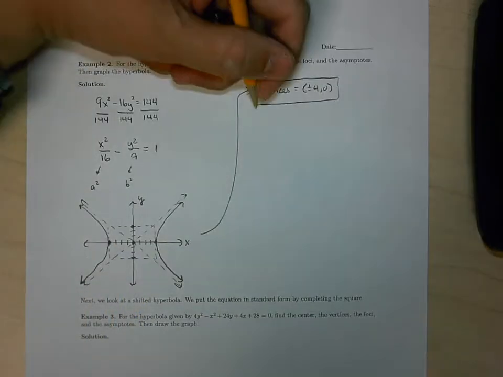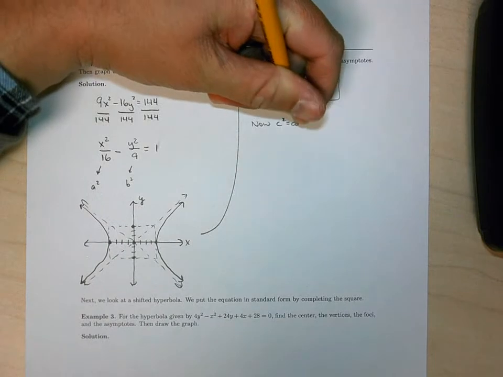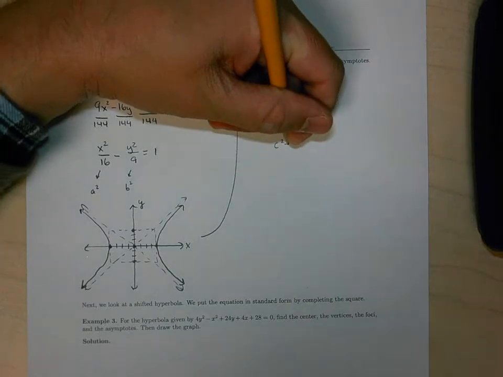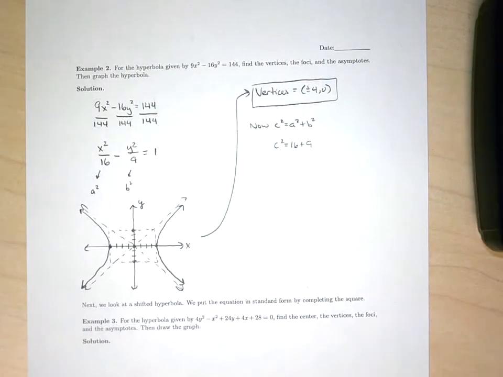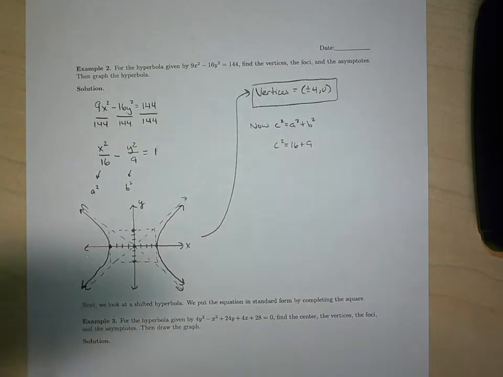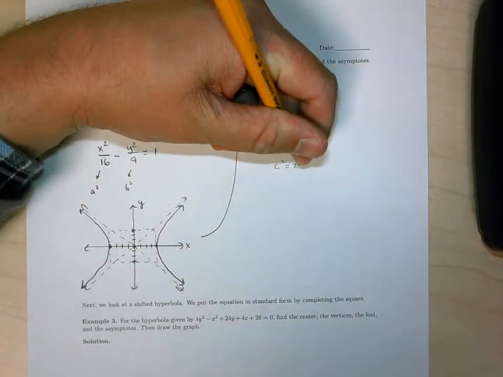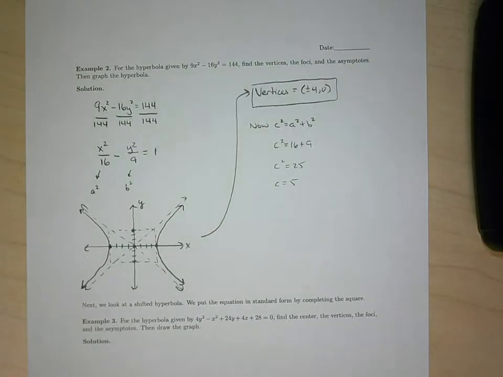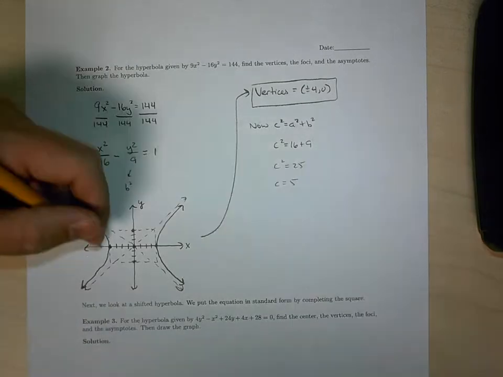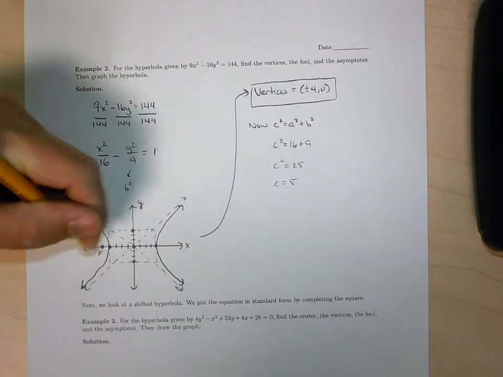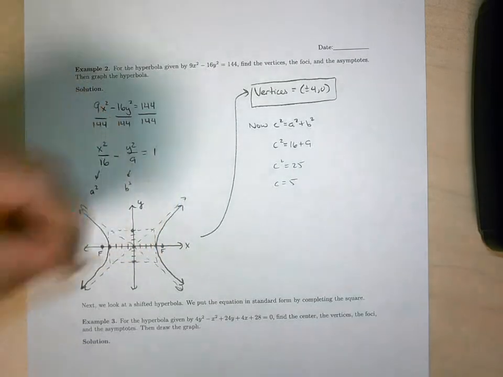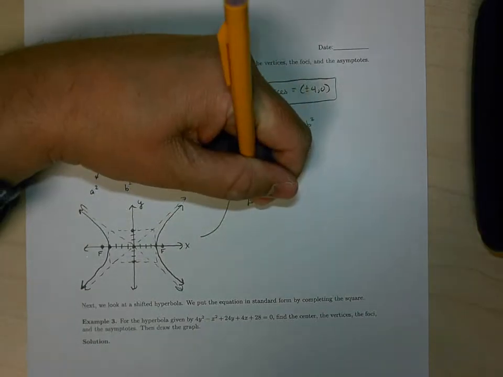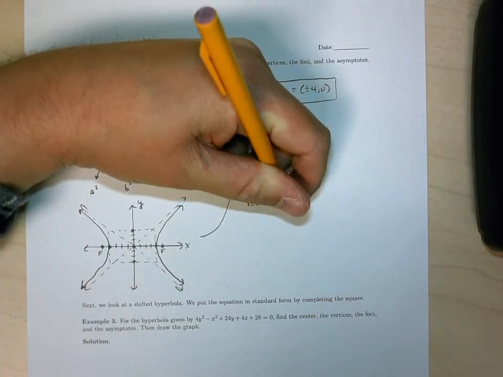As for the foci, well, c squared is a squared plus b squared. So c squared is the sum of the denominators, 16 and 9. Whatever order we write those in, it doesn't matter because we're adding them. So c squared is 25, and therefore c is 5. The meaning of c equals 5 is that we start at the origin and go left and right by 5 to get to the foci. After all, the foci should lie on the transverse axis. In other words, they should lie on the same axis as the vertices. So our foci are at plus and minus 5, 0.